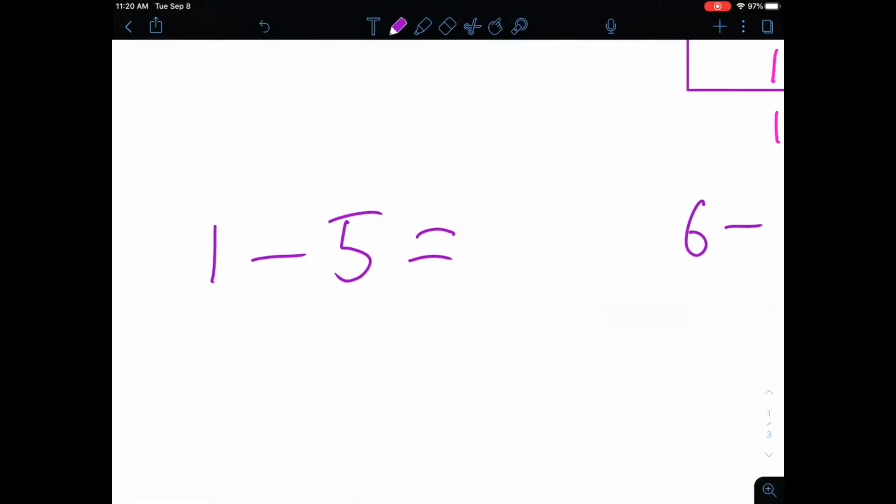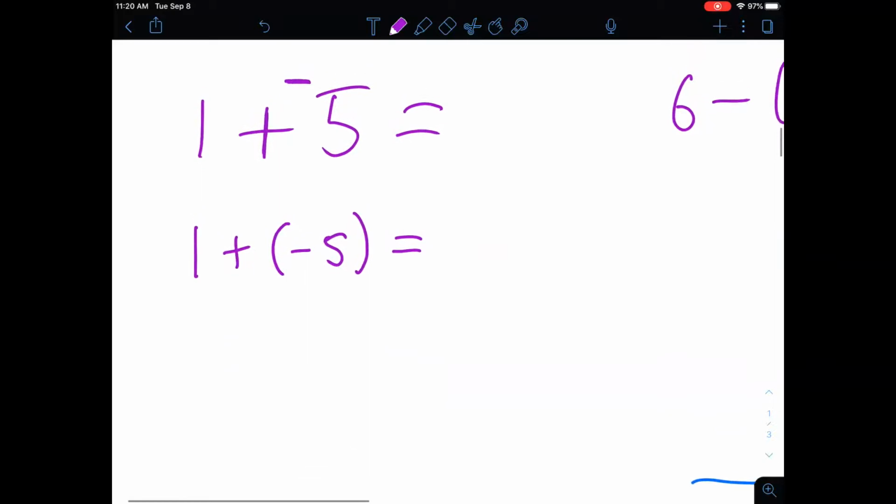All right, so we have 1 minus 5. We're subtracting, we want to change it to addition, so we're going to change the sign from negative to positive, and we're going to add a line, or chop slash. Okay? So now we have 1 plus negative 5. And now we know how to do that.